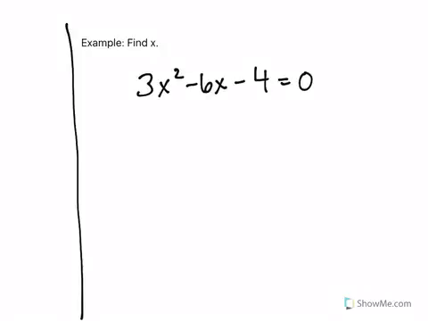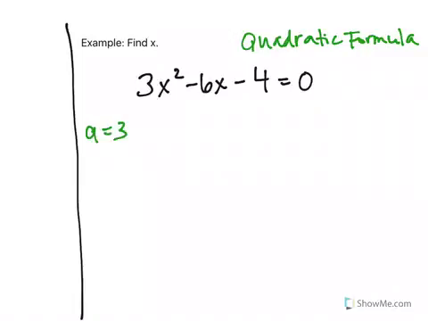So here is another example, find x. We are going to do that using the quadratic formula, because it's just plug and chug, it's nice and easy. So, a equals 3, b equals -6, maybe we want to put that in parentheses to make sure we don't lose that negative, c equals -4, same thing.